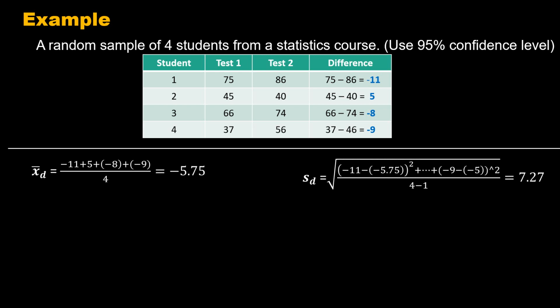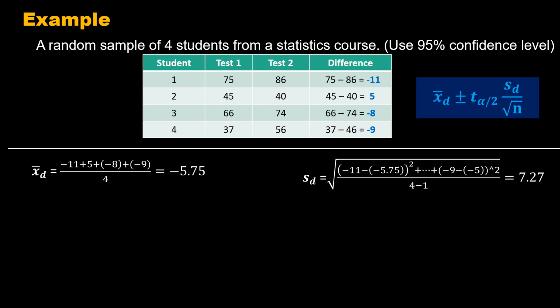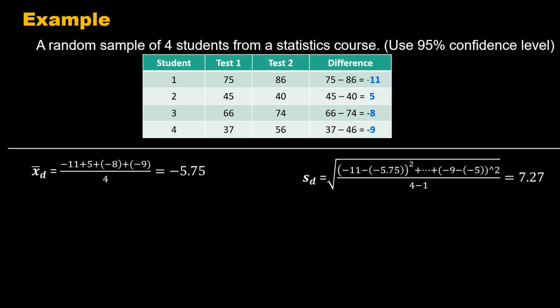Then we need the sample standard deviation of the differences. We use this equation and find the SD. It is 7.27. Now we already know the confidence interval is for the difference mu1 minus mu2. Mu d equals mu1 minus mu2, because here the population average of test 1 is mu1 and the population average of test 2 is mu2.